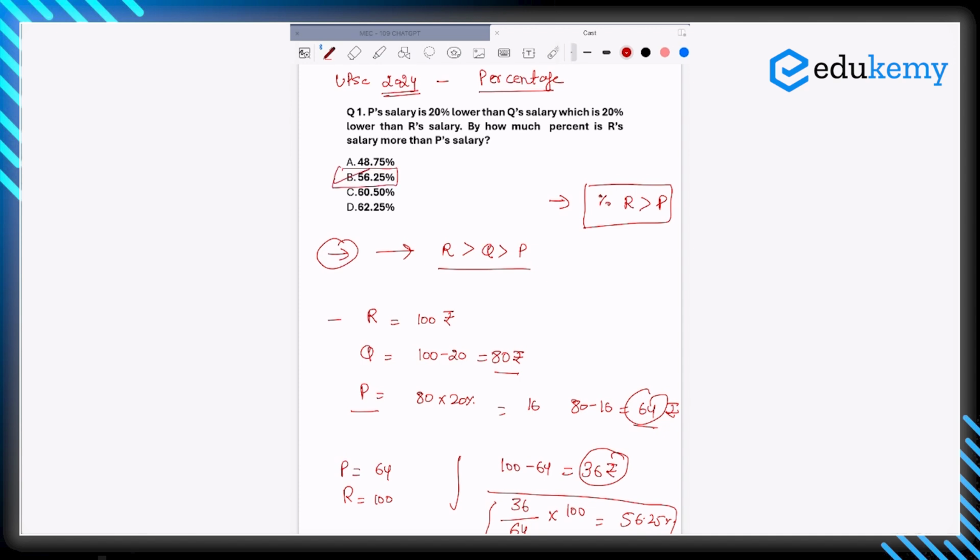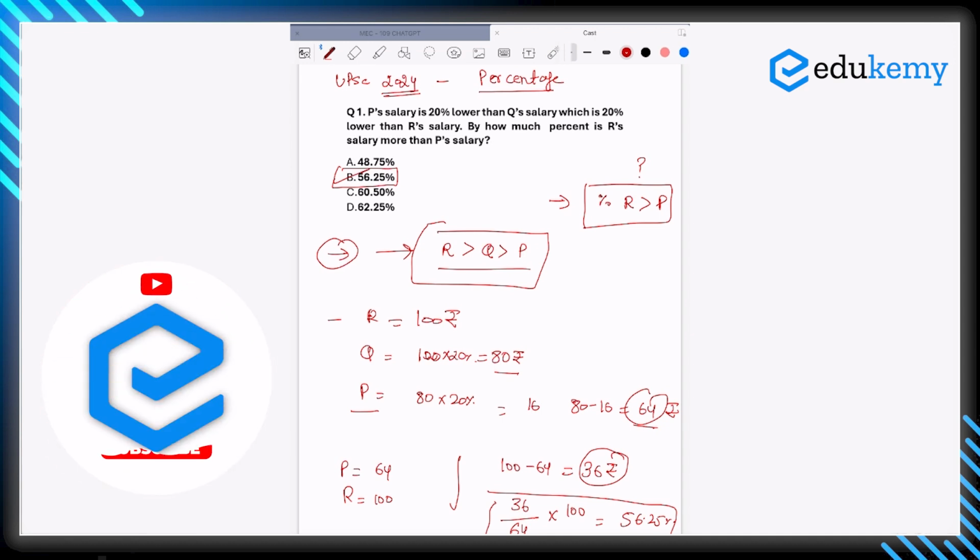So this is a basic percentage question. You need to decode the question first in the form of an equation. What we need to find out, you need to write in the equation. Then we assume the R salary is equal to 100 rupee, then we find the Q salary because it's 20% less than the R salary, then the P salary, and continuously we can easily find out what percent the R salary is more than the P salary. So the answer is 56.25.